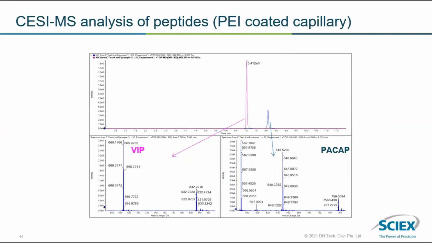Here you can see the separation of VIP and PACAP peptides by using CESI, and you can see the baseline resolution of both peptides. On the left-hand side, you can see VIP, where we got a separation, and on the right side, you can see the PACAP molecule, which is also separated by using the CESI method. For this method, we used a bare fused silica capillary, and the sample was injected in reverse polarity. We used around 2 psi for the sample injection, and the separation was done by using 30 kV voltage.